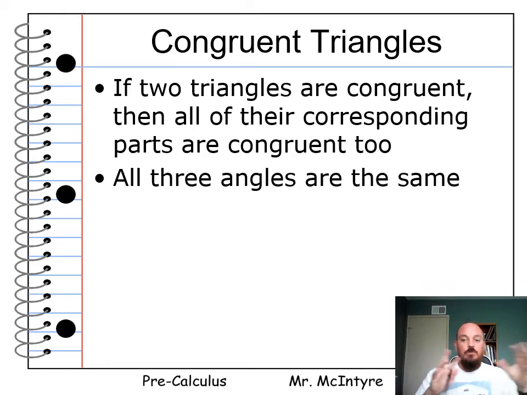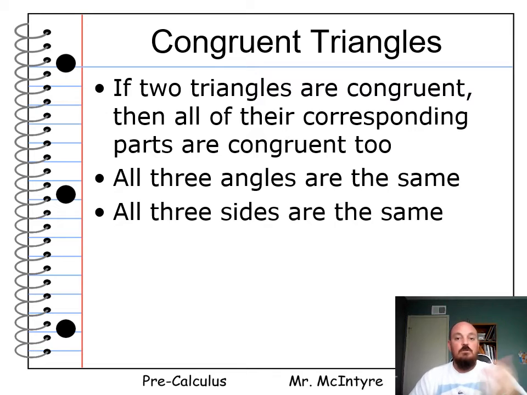That means all three angles of one triangle are the same as the other. They're not all three equal to each other, but if you have two congruent triangles and one of them has a 20-degree angle, so does the other. And if one of them has a 100-degree angle, so does the other. They're exactly the same. And that's also true about the sides. If one of the side lengths is 10 inches, so is one in the other triangle. All 6 pieces, 3 angles, 3 sides, are all exactly the same.